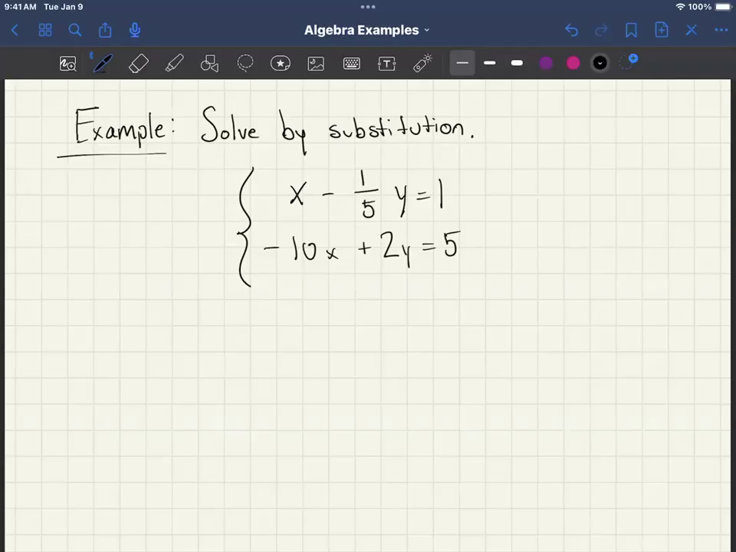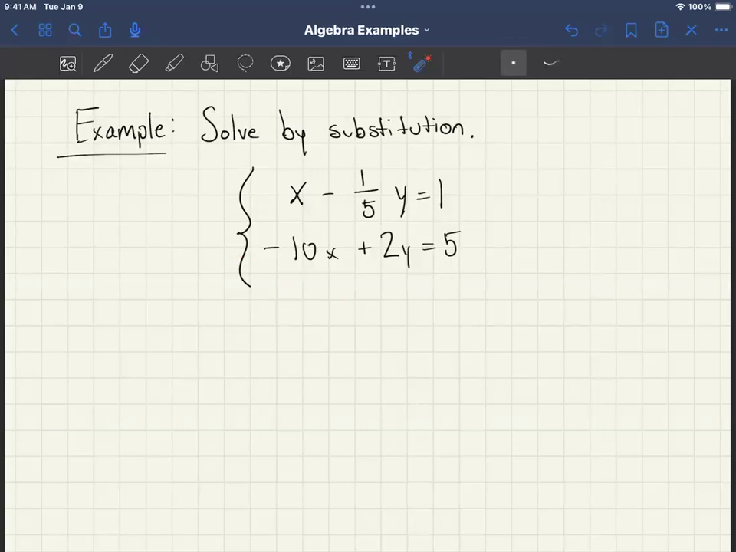All right, today's problem we're asked to solve by substitution. We got two linear equations. So our first one is x minus 1/5 y is equal to 1. And the second one is negative 10x plus 2y is equal to 5.